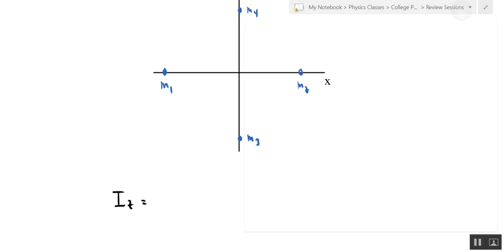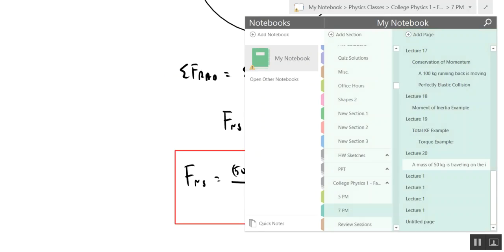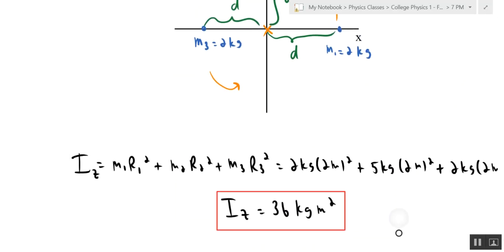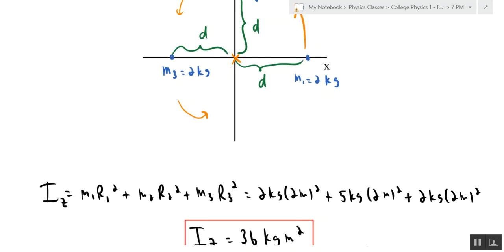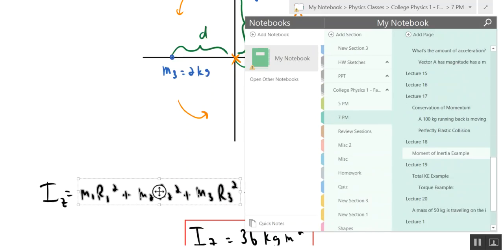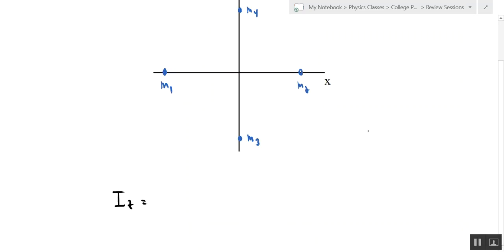Let me see if I can find it quick. If I can't find it quick, I'll just show you. Here it is, moment of inertia, right? Remember we did this, moment of inertia about the z-axis, so what did we do? You find the distance to the origin and then stick it in this equation, right? So it's the same thing, except there's 4 masses instead of 3. So let's go back here. It's the same thing, but you have to add m1 r4 squared.